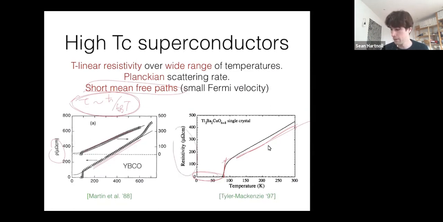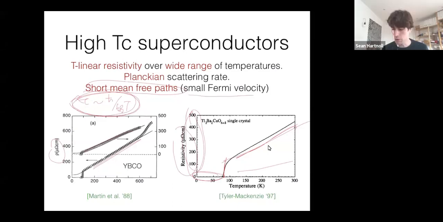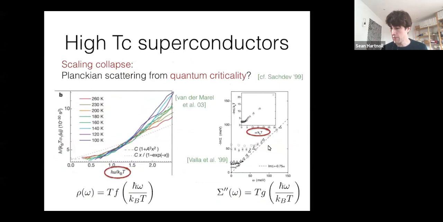And the resistances are much bigger, actually. If you look at this axis, it may not be in the same units, but these numbers are much bigger than the ones for copper. Copper is down here somewhere in this plot. The resistivity is much bigger, and that's because the mean free path is much shorter. Curiously, the lifetime is the same. The Fermi velocity is much smaller and the mean free path is much shorter, but the lifetime is the same.